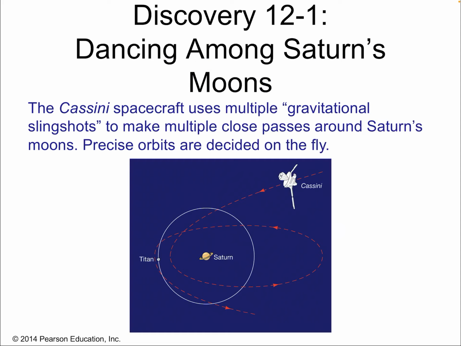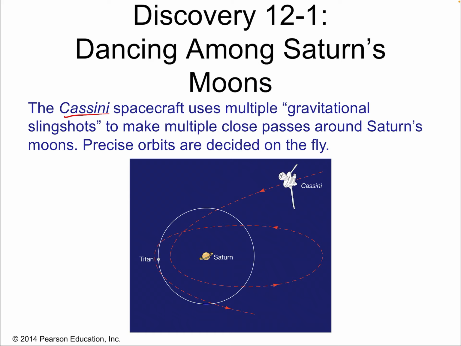Okay. And as far as dancing among Saturn's moons, well, we did that just recently with the Cassini spacecraft, which has now finished its mission. And in finishing its mission, it was actually allowed to crash into the atmosphere of Saturn, being completely done, no space junk. But before it did that, the Cassini spacecraft used multiple gravitational slingshots to make multiple close passes around Saturn's moons.